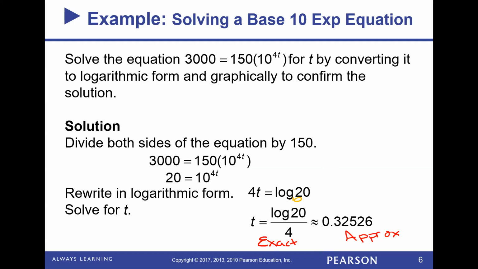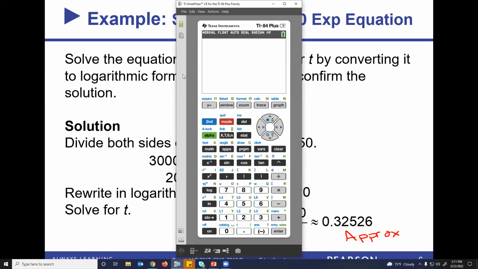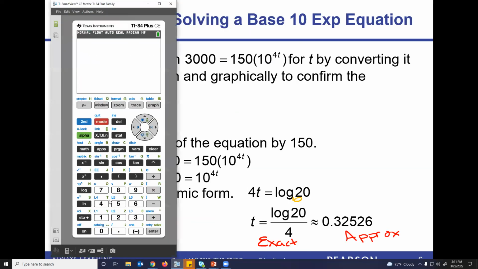Now for the approximation, I'm going to have to plug it into the calculator. As you plug that in, log is this button here, the base 10 log, so I don't have to do anything magical. Then 20, and make sure you close the parentheses here. It's very important. And then divide by 4.